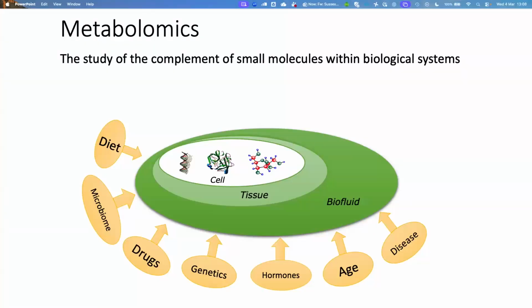So lots of things that we're interested in in biomedical science, such as the effect of diet, drugs, genetics, age, disease, of course, they will influence the levels of these metabolites inside cells and inside the other compartments of the organism, like the tissues or the biofluids. So if we take samples of those biofluids or the tissues or the cells themselves, and we measure the levels of those metabolites, we can get an idea a bit more about what is going on with these different factors which are biologically and biomedically interesting.